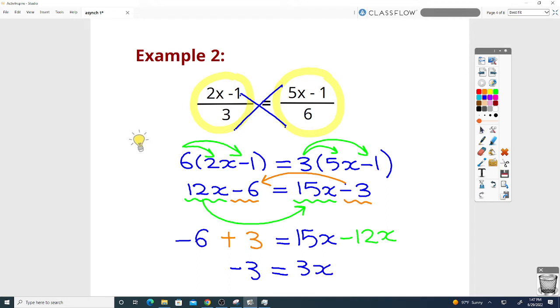Again here, I've got a 3 multiplied by the x. To get rid of it, I have to divide by 3. 3 is cancelled out, and from here, I get the value of x as negative 3 over 3, which is negative 1.